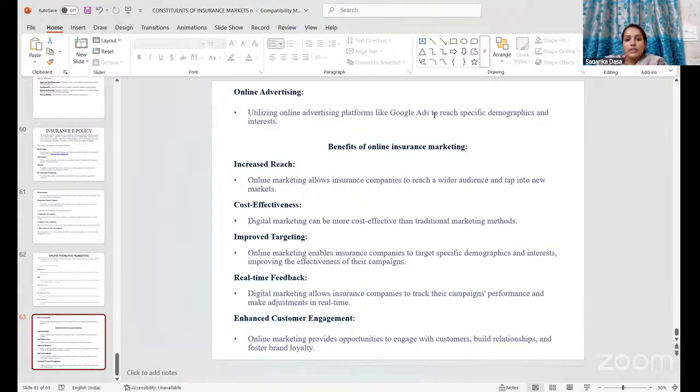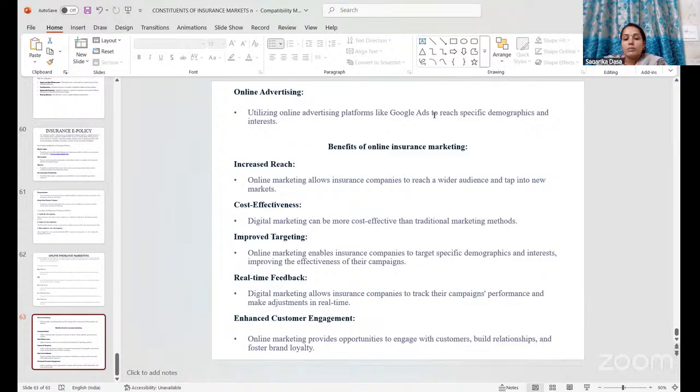Then the benefits of online insurance marketing. Increased reach: the maximum number of people we can reach through online insurance marketing. Cost effective: it requires less cost, having the maximum benefits. Improved targeting: through online marketing, we can target the market based on specific characteristics, on a demographic basis, on an interest basis, or on any other characteristics. We can reach the targeted consumers.